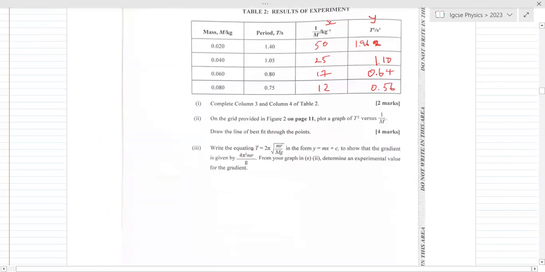t is equal to such and such. We want t squared, and we want 1 upon M. So to do that, we're going to square both sides.